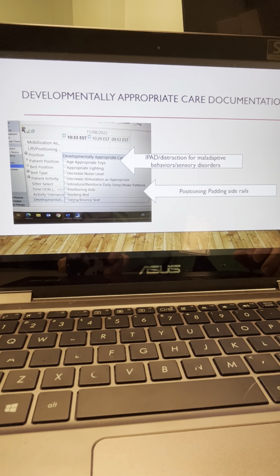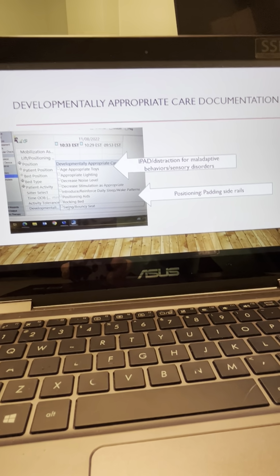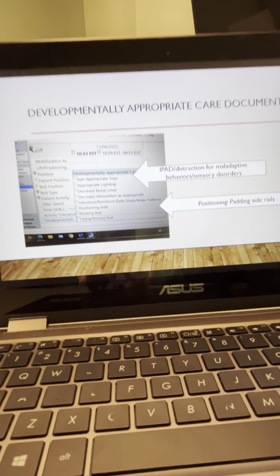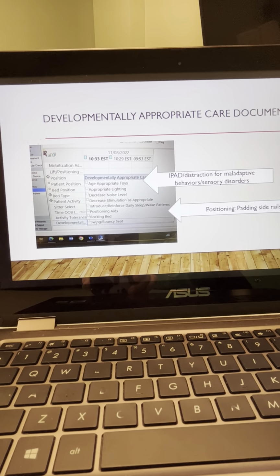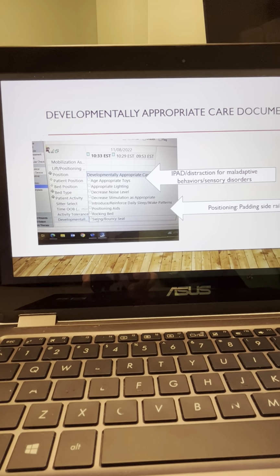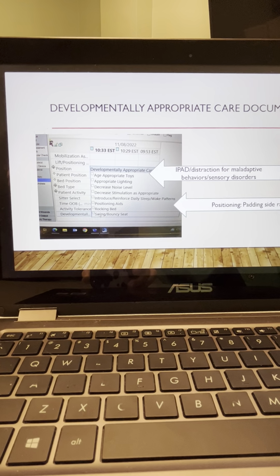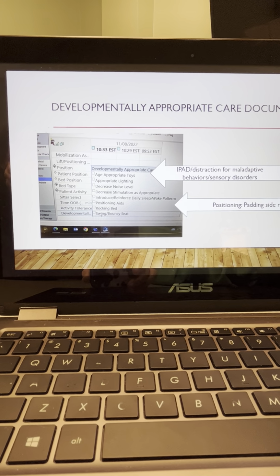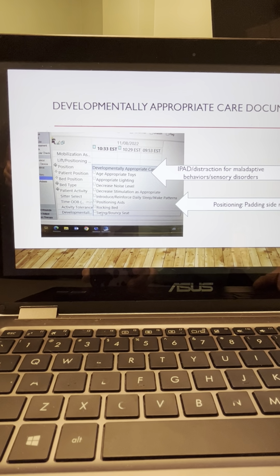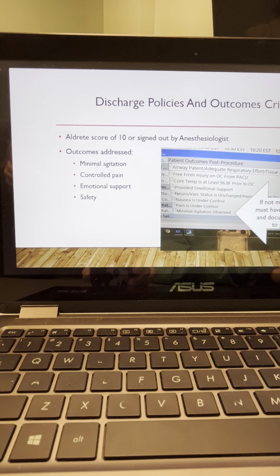Now, the developmentally appropriate care is at the bottom of patient activity. A lot of people don't know this is here. So you can put in things like age-appropriate toys. You can right-click and put the Vecta, okay? If we use the Vecta for somebody, patting the side rails, we do that a lot. We don't document it. So this is actually in there, okay? Decrease in stimulation, decrease in noise. We do all those things, but we don't always document it, okay?